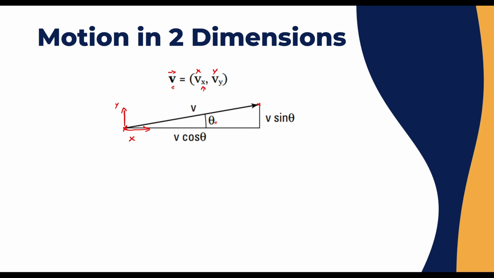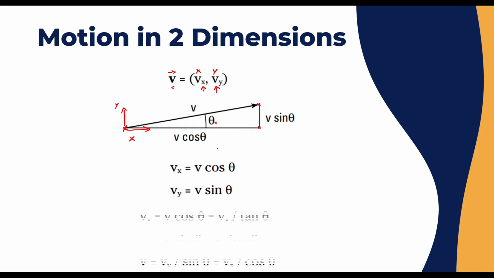Now to find Vx and Vy, we need to break this vector into a horizontal component and a vertical component. Going to trigonometry, we know that the V component on the x-axis is V cosine theta, and on the y-axis is V sine theta. Now Vx can be simplified around. Either it equals V cosine theta or Vy over tan theta, and Vy can be V sine theta or Vx tan theta, just for playing around with the equations.